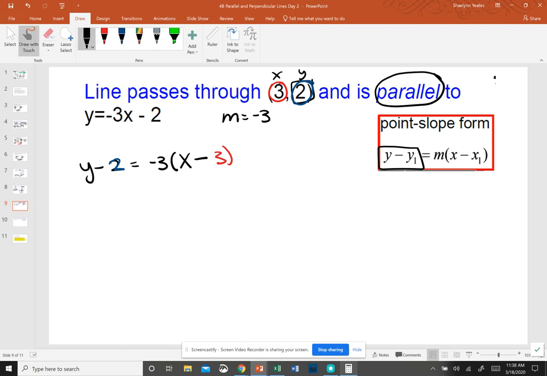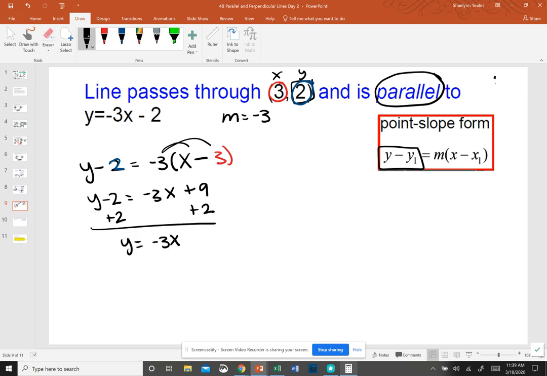All right. So now I'm going to take this and distribute. Technically, you could be done. You can also simplify from here. So we'd have y minus 2 equals negative 3x plus 9. Then you could add 2 to both sides. And you get y equals negative 3x plus 11. And that's my answer. All right, we're going to do one more, and then the notes are done for today.